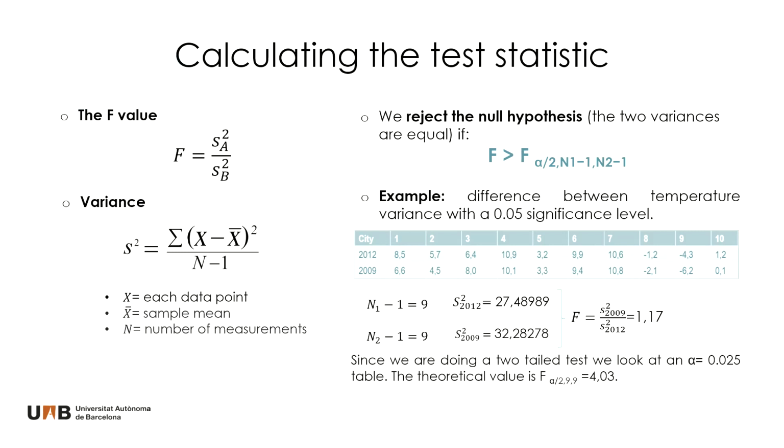We want to determine whether the variances are equal or not, so we'll do a two-tailed test. We want a 95% probability, so we use alpha 0.05, but since we're doing a two-tailed test, we look at a table for alpha 0.025. There we find that the theoretical value of F is 4.03. So, the experimental F is not greater than the theoretical, so we cannot reject the null hypothesis.